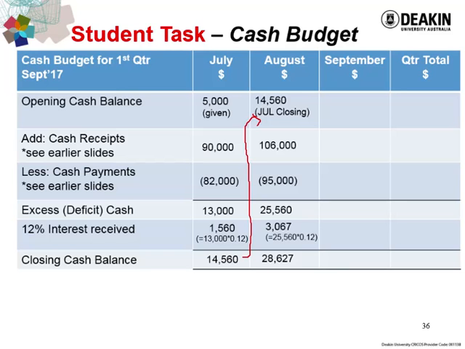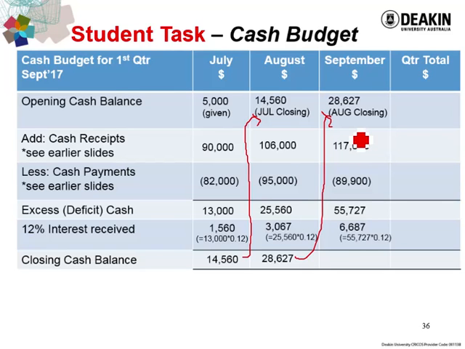And let's look at September. We do the same thing. Opening cash balance is 28627, which is the closing balance from August. We add 117K calculated from the previous slide, and we deduct 89.9K cash payment calculated in the previous slide. So we have an excess of 55727. Again, because we have excess, we will reinvest and we will get 12% interest, 6687. This will give us the closing balance of 62414. And we can simply sum the 3 months for the quarter total.